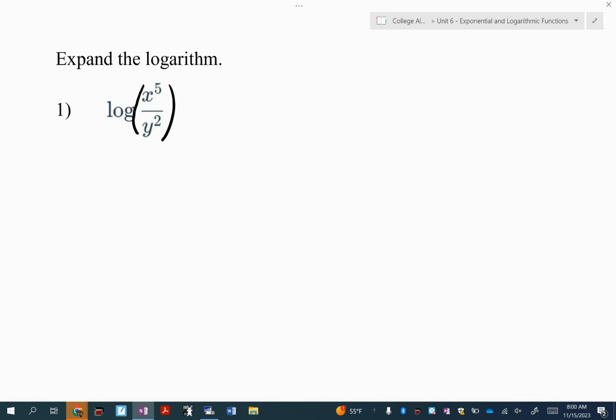So Gladys, you're right. When I see division, I should be thinking subtraction. So when I expand this, my two logs are going to be connected with subtraction. All right? So let's go ahead and write our two logs. They're connected by subtraction. Okay?